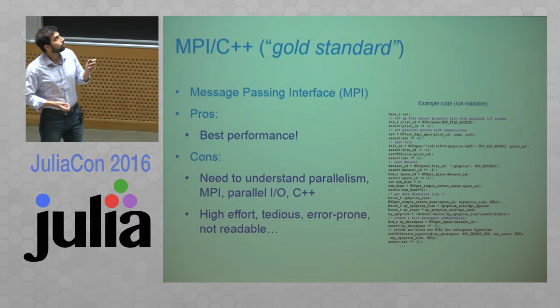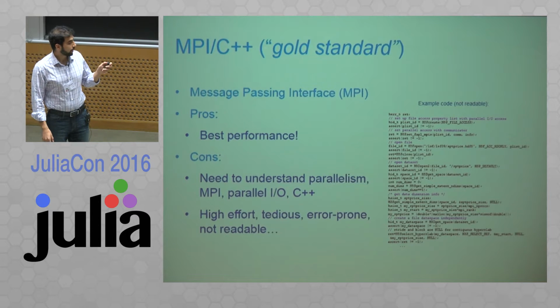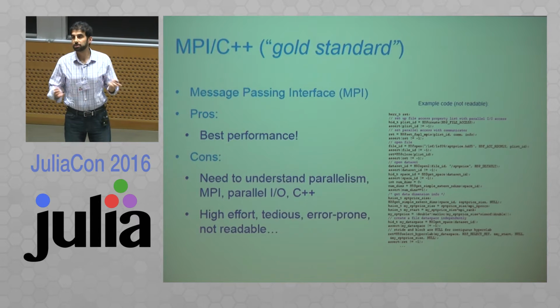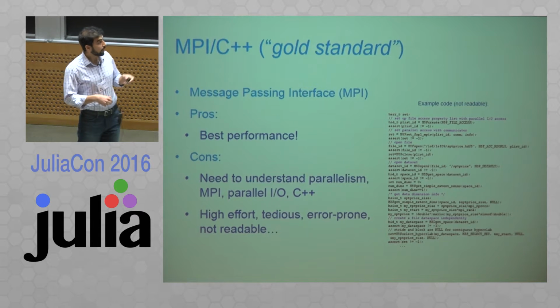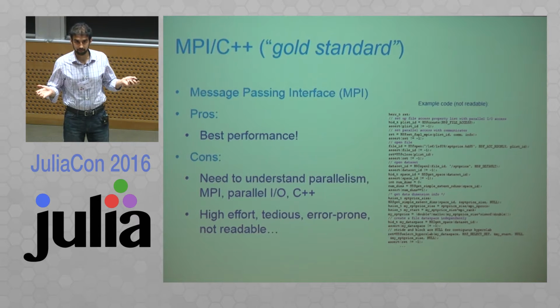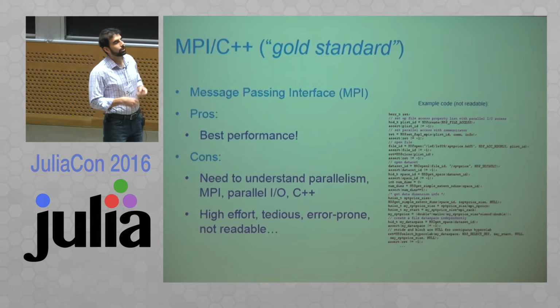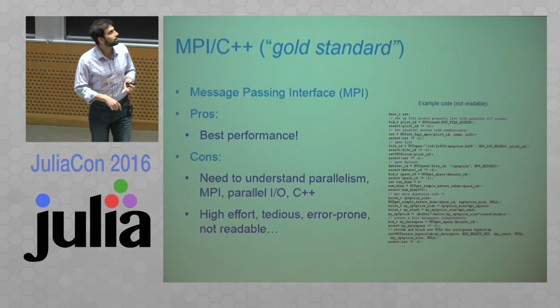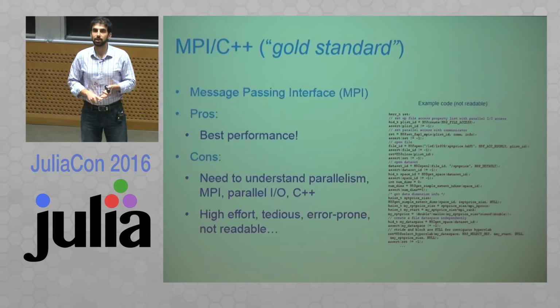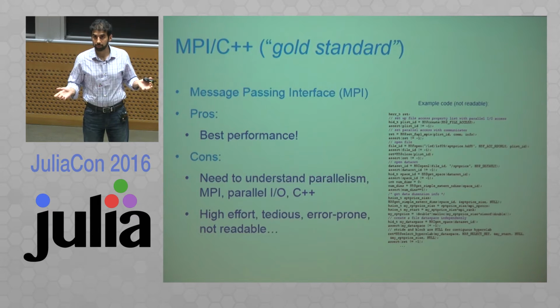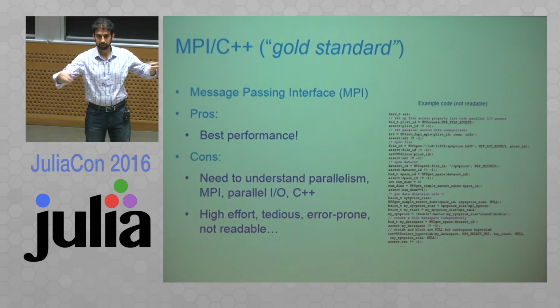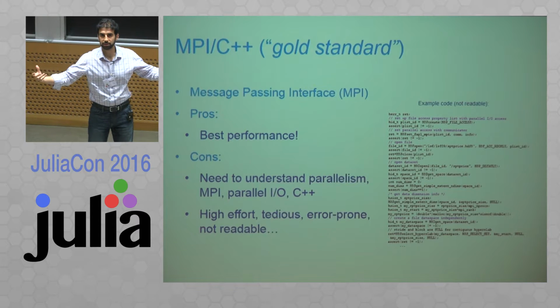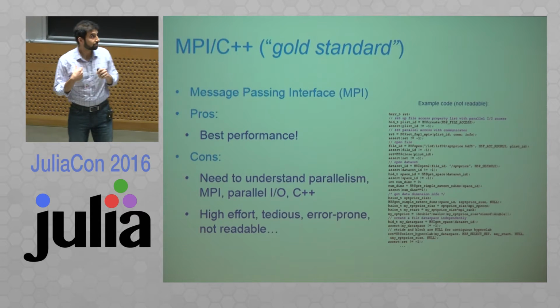So the first approach, MPI C++, uses, if you are not familiar, message passing interface, passing messages across machines, right? It's going to give you the best performance. Hands down, people on supercomputers use this. But you need to understand parallelism. You need to understand MPI. You need to do parallel I/O somehow. By parallel I/O, I mean loading some files, some data efficiently on multiple nodes, which is not exactly easy.